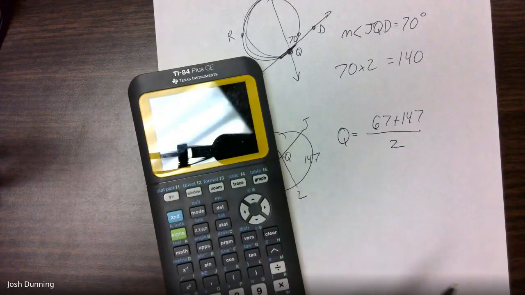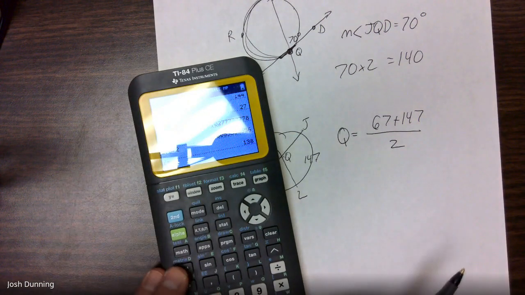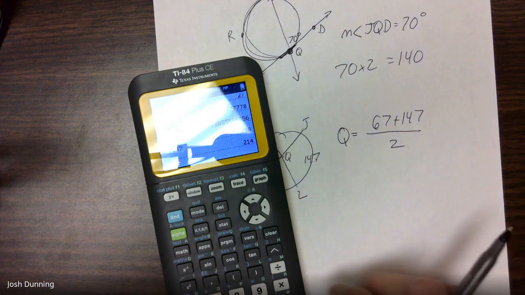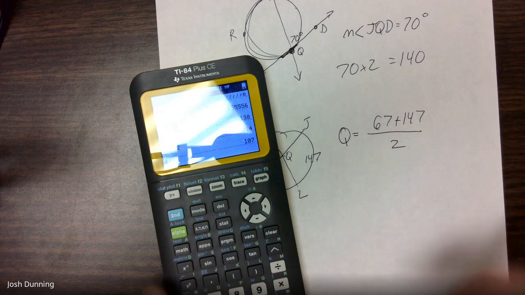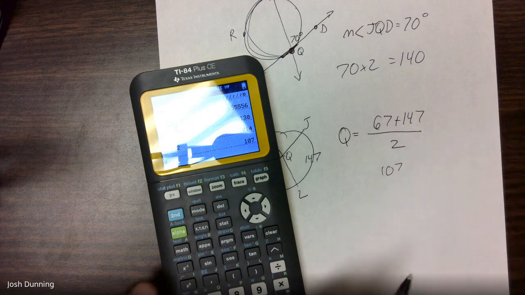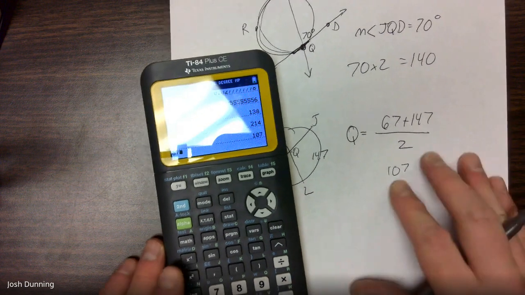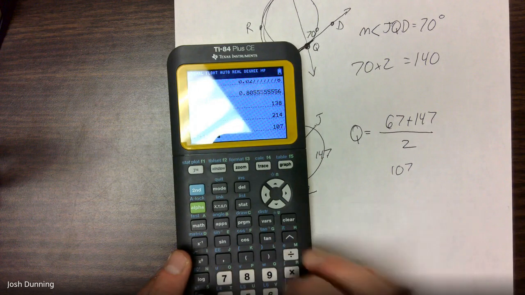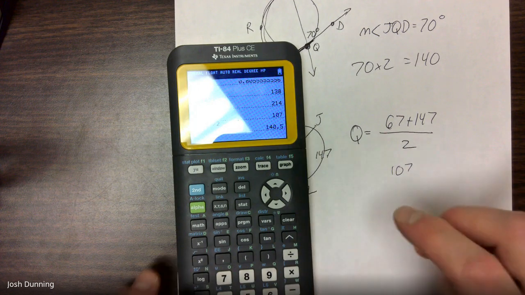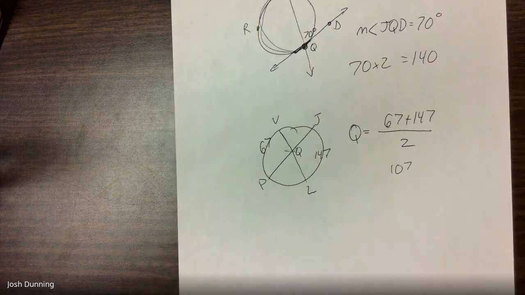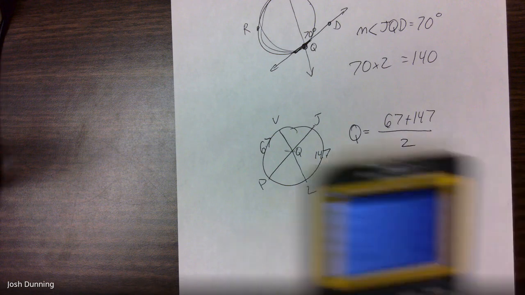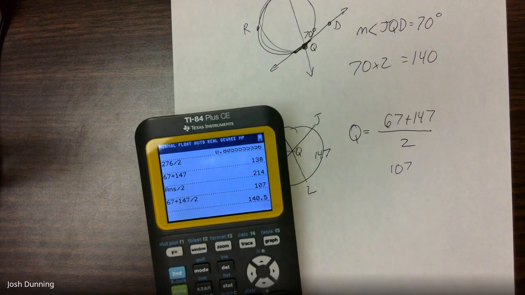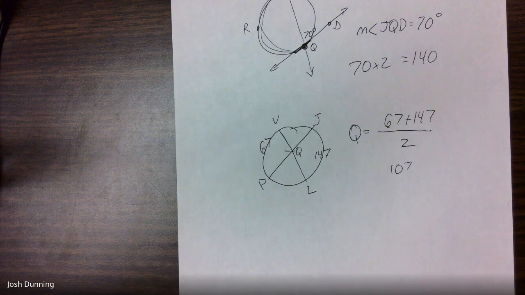So then you just break out your calculator, 67 plus 147. Make sure you hit enter, then divide by 2, or else your calculator will give you the wrong answer, so you watch. Hopefully you can see this. If you just type that in, it gives you the wrong answer, so just be careful. Hit enter after the top.